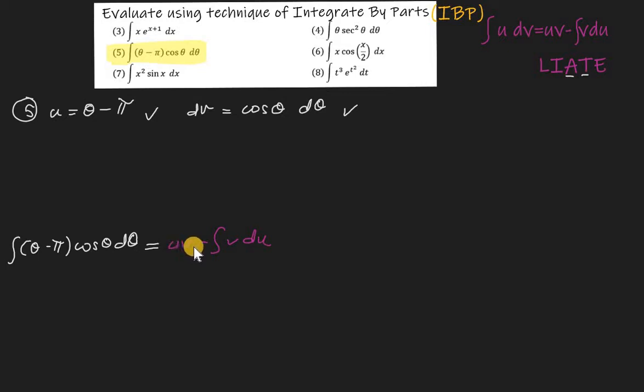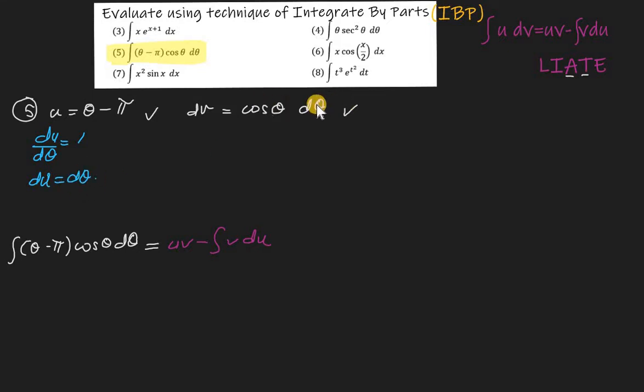So we need to find the u, the v, and the du. So where to get them? We get them from these values. For the du, we need to differentiate. So the derivative of theta with respect to theta is 1. Differentiating a constant is 0. So du here is d theta.